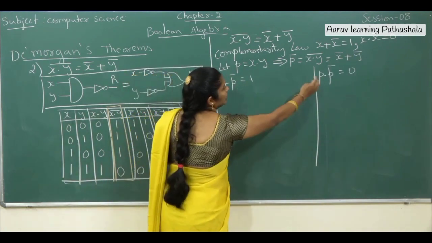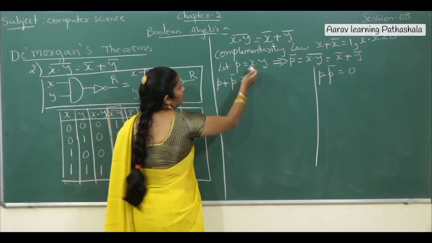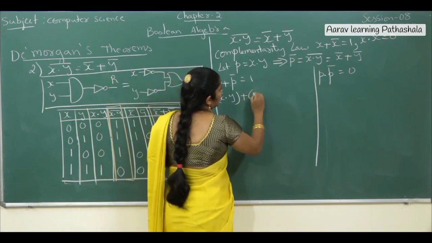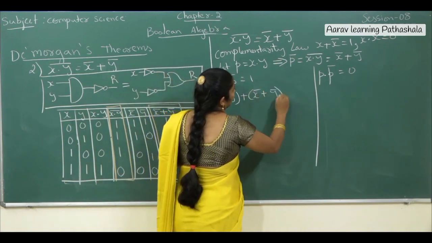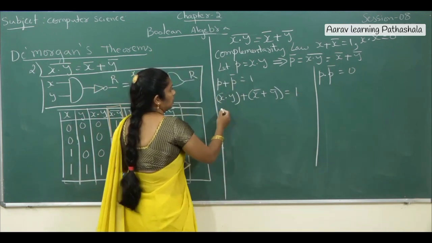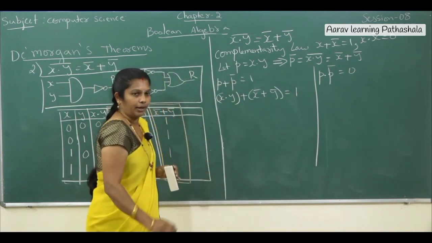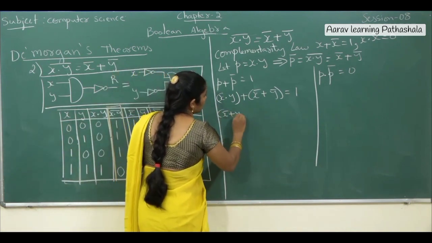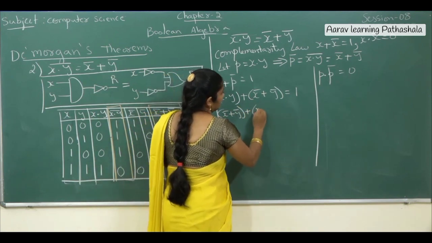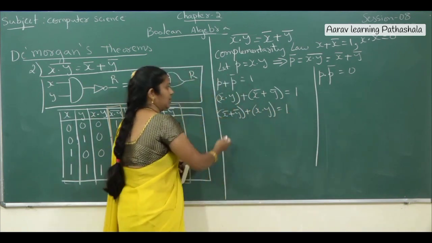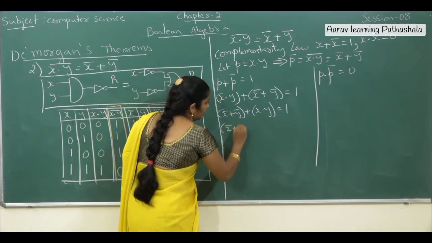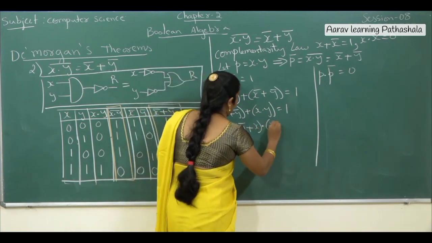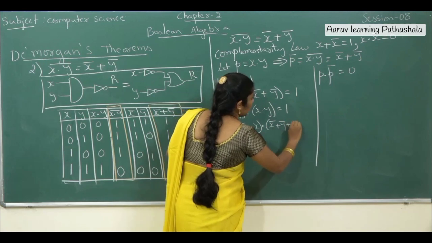Therefore, P plus P bar equals 1, P into P bar equals 0. Now in the place of P we substitute x into y, and for P bar substitute x bar plus y bar, equals 1. Here we have the plus operator and here the dot operator. Directly we cannot solve, just replace the position. First I write x bar plus y bar plus x into y equals 1. Now distribute that: (x bar plus y bar) plus x, then the dot operator, (x bar plus y bar) plus y equals 1.